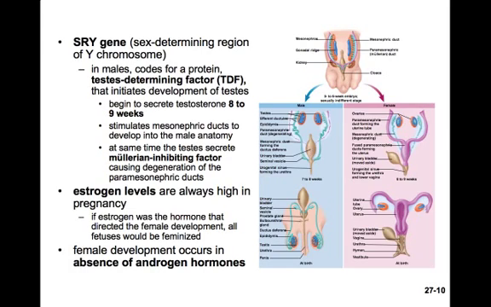If SRY is not present, then we have no testes determining factor, and thus no testes, and thus no testosterone. However, if SRY is present, then we do see testes determining factor, and we do see Mullerian inhibiting factor. So make sure you have many of these terms in there and see what you can do to pull together a diagram of sexual differentiation of both internal and external genitalia. And I'll see you in the next section where we examine male reproductive anatomy.